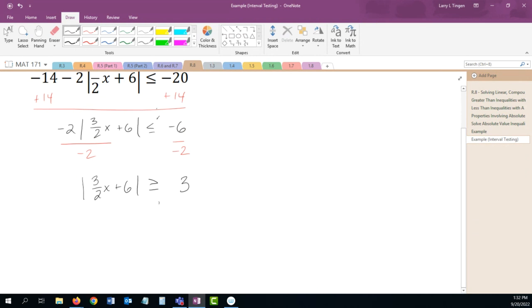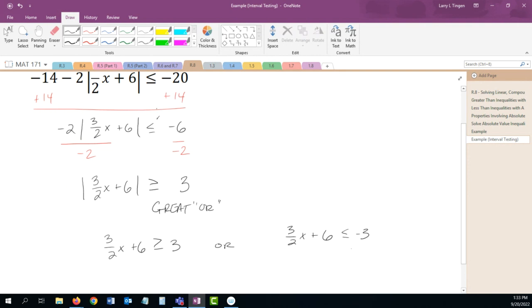And what have I got? I have a greater-than situation, which means this splits into 2. Either 3/2 x plus 6 is greater than or equal to 3, or 3/2 x plus 6 is less than or equal to negative 3.